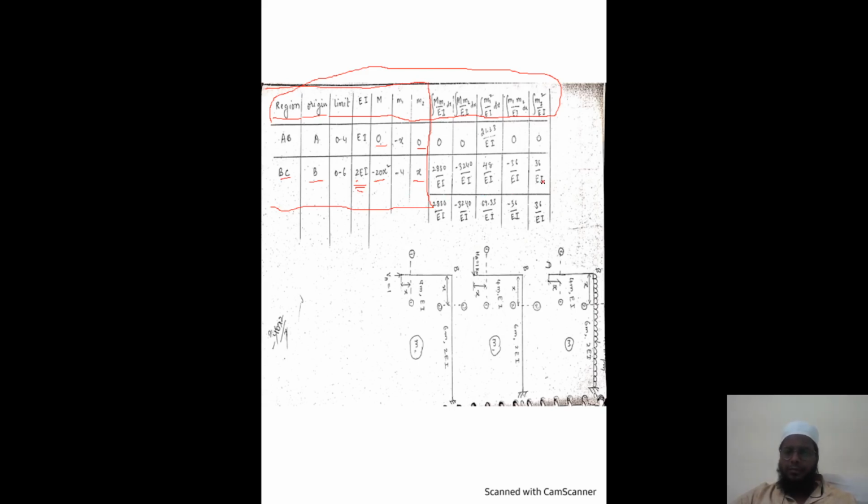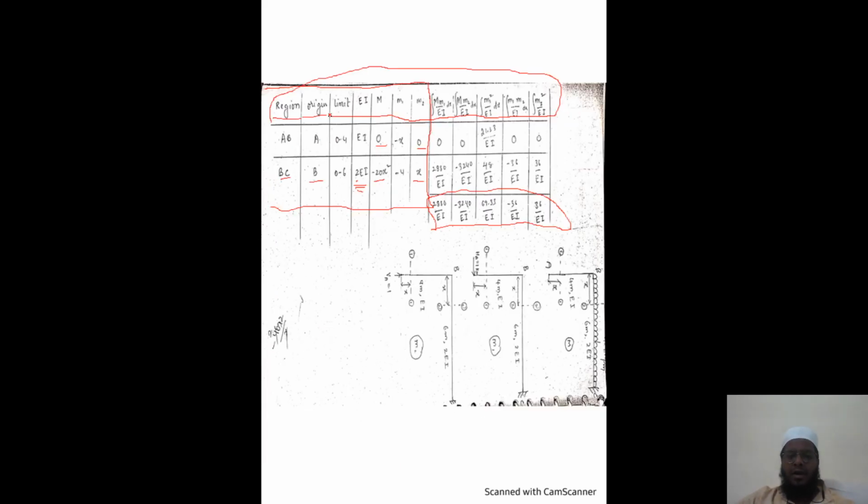After calculating these values, you have to do the summation, that is, add these values: 2880 by EI, then minus 3240 by EI, and all these values you add and sum up. These are the values for our flexibility matrix, isn't it? So now we'll go to the next slide. In the next slide, you can see I have formed a flexibility matrix. F is equal to integral M1 square by EI, integral M1 M2 by EI into dx, integral M1 M2 by EI into dx, then integral M2 square by EI into dx.